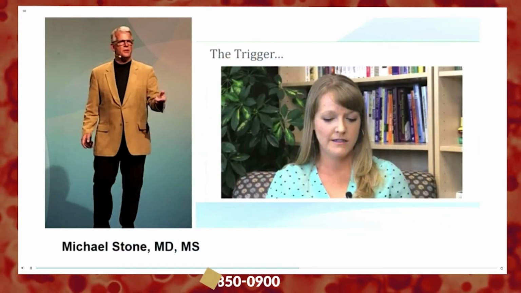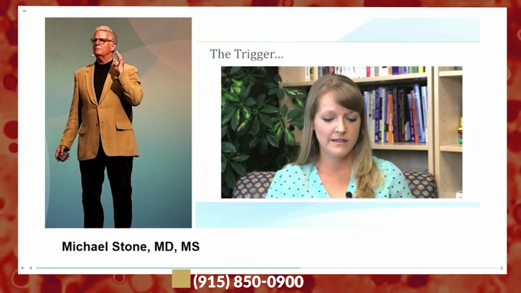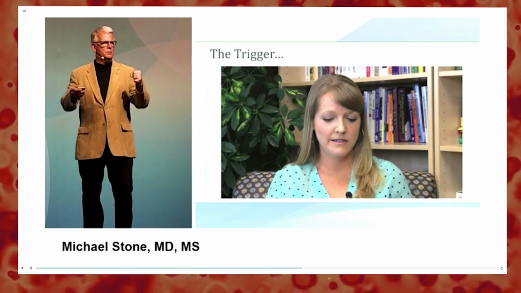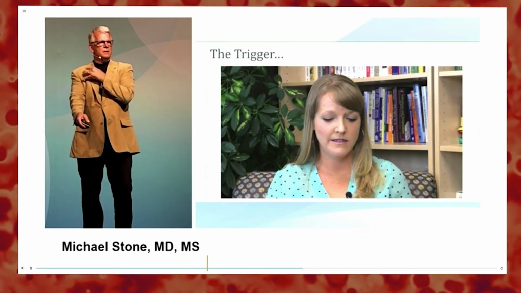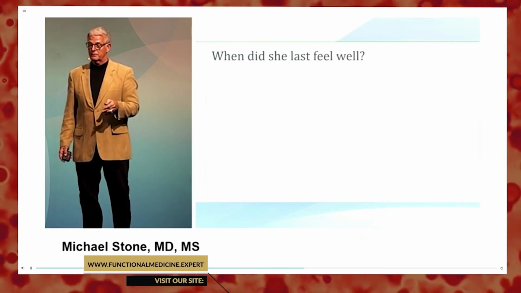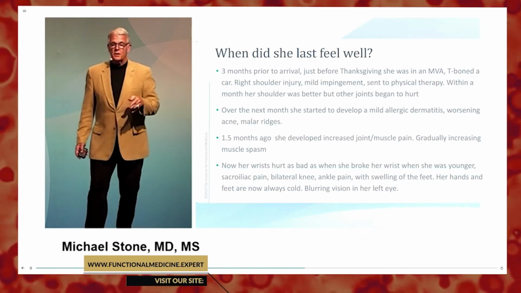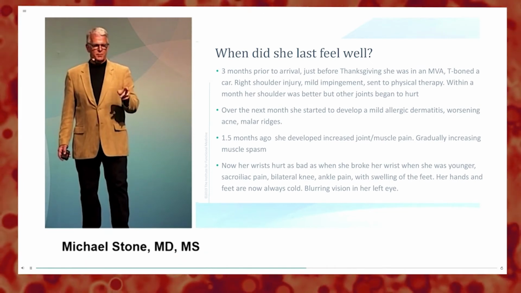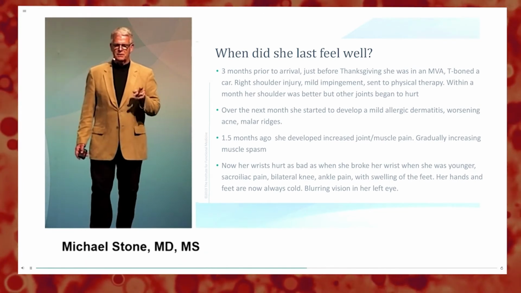Okay. So she was driving her car, 2 daughters were in the back. A pickup pulled out in front of her, she T-boned it. She braced herself. She had some tingling and some pain in her shoulder. So that was her trigger. She last felt well before that trigger. That was 3 months before, just before Thanksgiving. She was in this MVA.